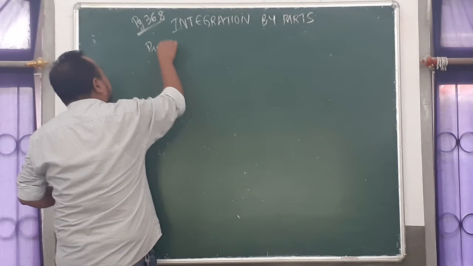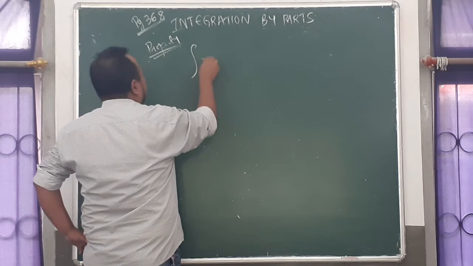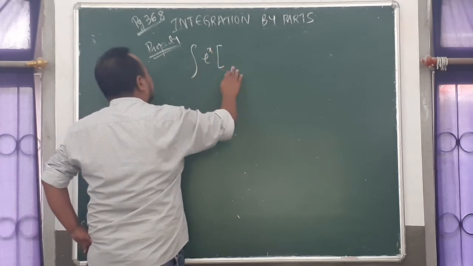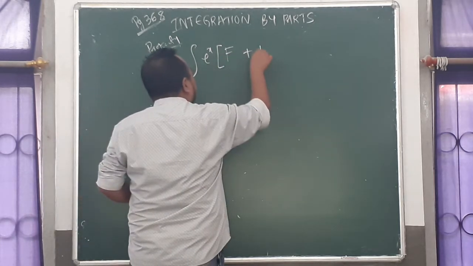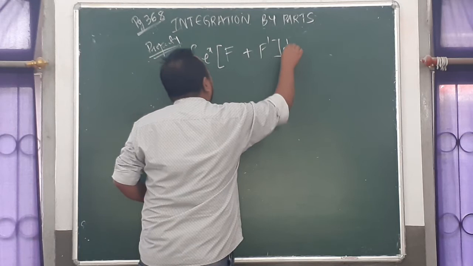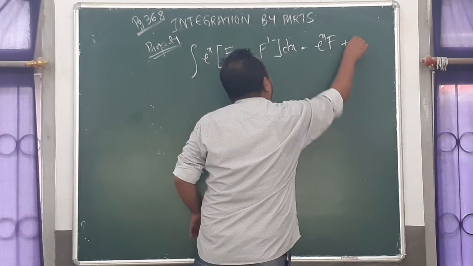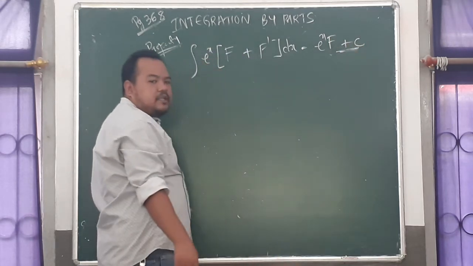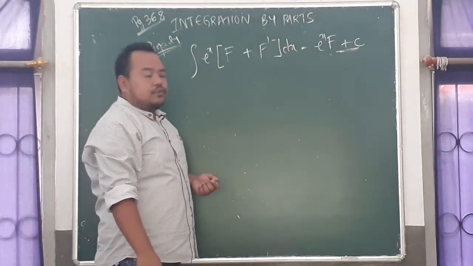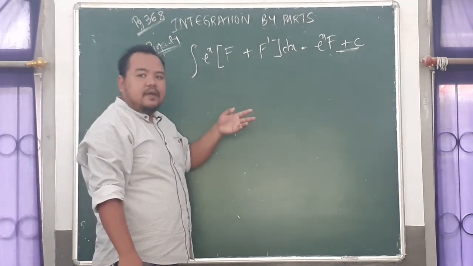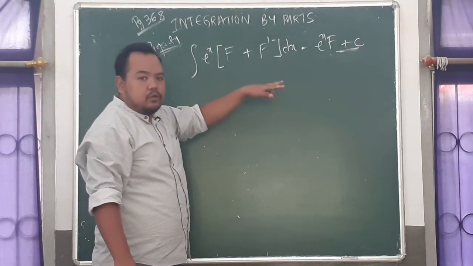a very important property which we will be using. Integration e to the power x, open bracket, suppose there is a function f and the second function is the differentiated value of the function, then the value of this integration is going to be e to the power x into f plus c. This is the property and this you get by using by parts. Is that clear? So first we are going to apply the property directly, then we are going to show how we got the final result without using the property also.